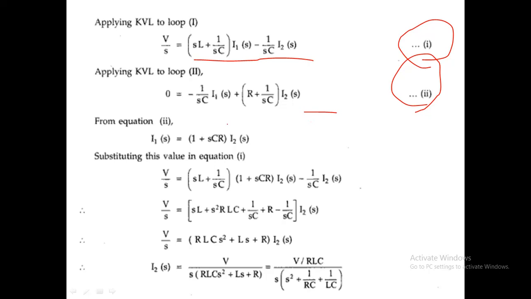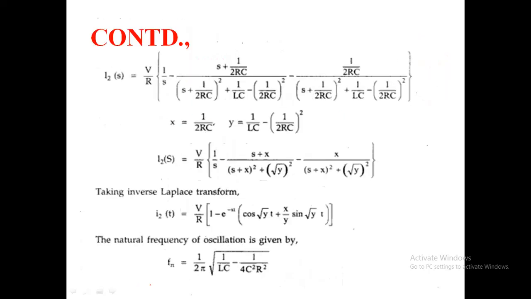From equation 2 I am going to find I1. I take this I1 separately and substitute it in equation 1, so that I will get the value of I2. This is the mesh analysis concept we apply to find I1 and I2. So that is what we obtained for I2. I then express it in terms of time. Taking the inverse Laplace transform for the I2 current, I2 of t, I get V by R.